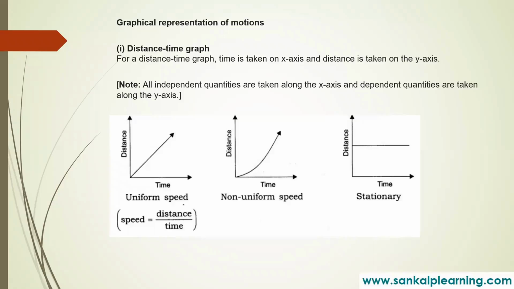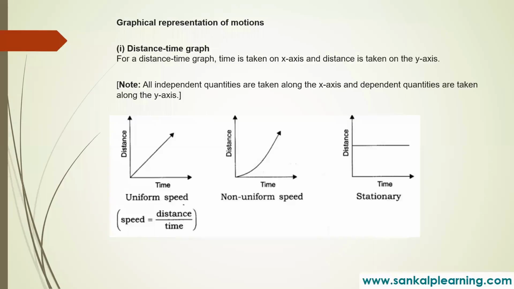Third one. So the third one we have is for the object which is at rest. Now see the nature of the line or the graph: it is parallel to the x-axis, or time axis. What it means is that the object is stationary, meaning the object is not moving. Object is not moving, it is stationary. That is what we call the third figure.